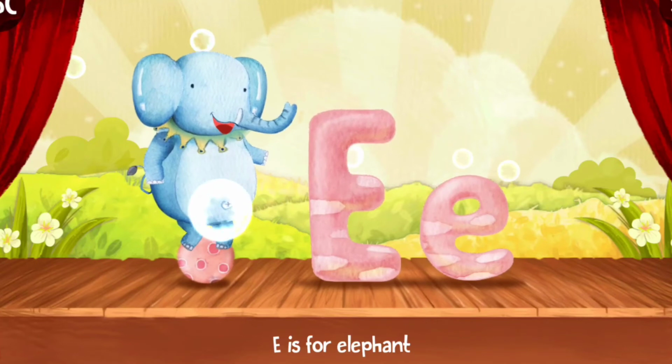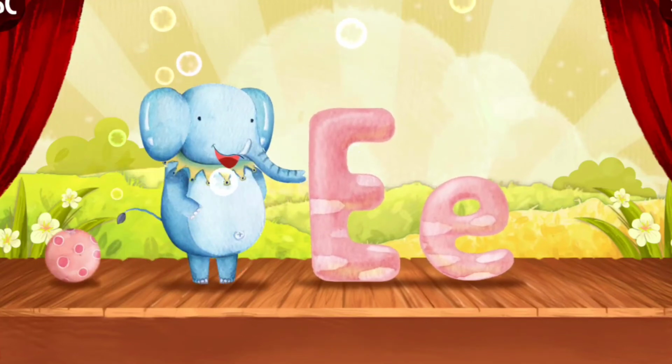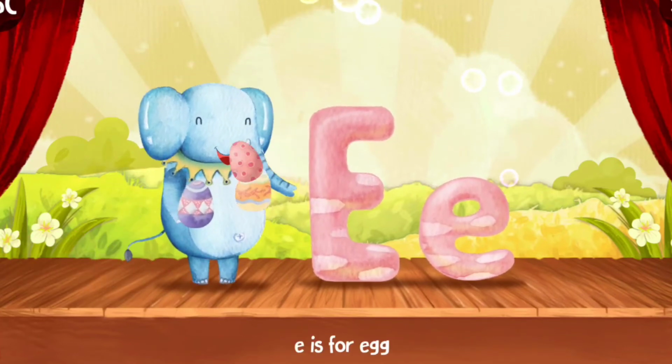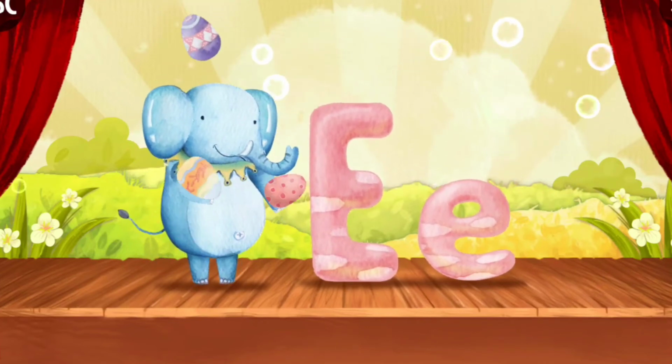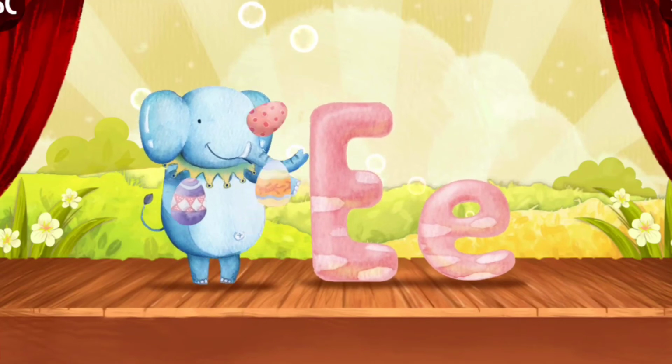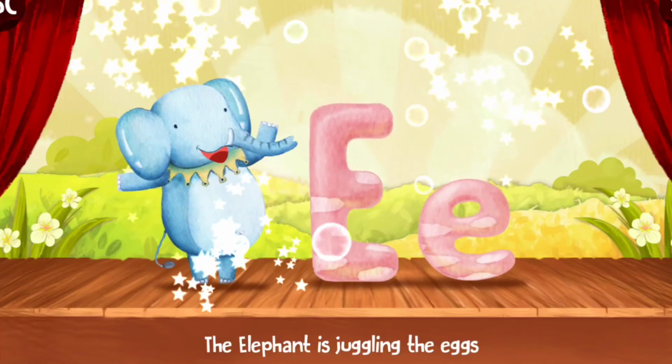E is for elephant. E is for egg. The elephant is juggling the eggs.